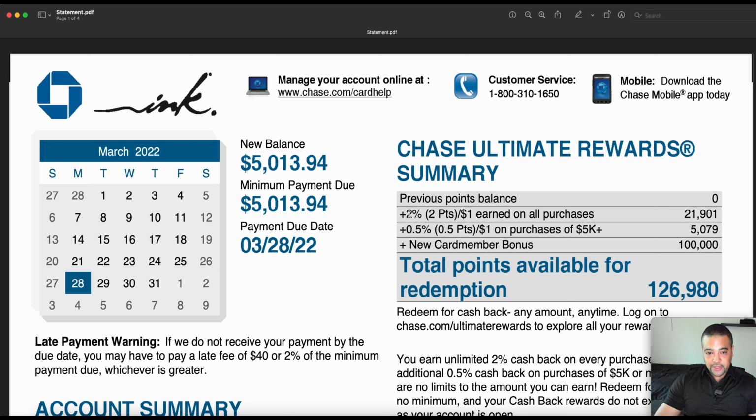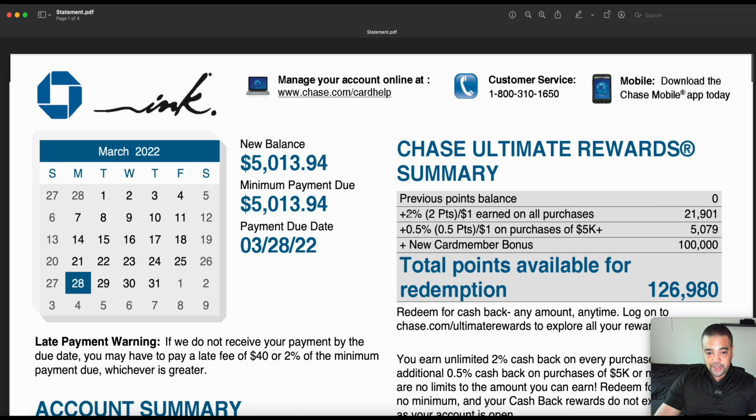And the previous balance was 0 because I just got this card when I did this. This is my first statement. So anything over $5,000, they are giving an extra half a point for, right? So this is how they break it out. I think it'd be easier if they had 2 and then 2.5 and kept it separate, but whatever, this is how they do it. Now, I also was able to hit the new card member bonus, also known as sign-up bonus, right here of 100,000 points.